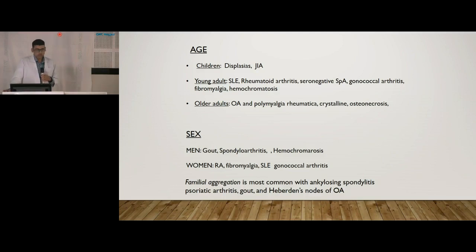Sex predilection: men are definitely at more risk of developing gout, spondyloarthropathies as well as hemochromatosis. Women are at more risk of developing rheumatoid arthritis, fibromyalgia, SLE. Ahir madam is going to tell you what exactly are the genetic differences, why women are at more risk of developing these diseases as compared to men. Familial aggregation: you must be aware of familial OA. So familial aggregation does exist in a few forms of arthritis.